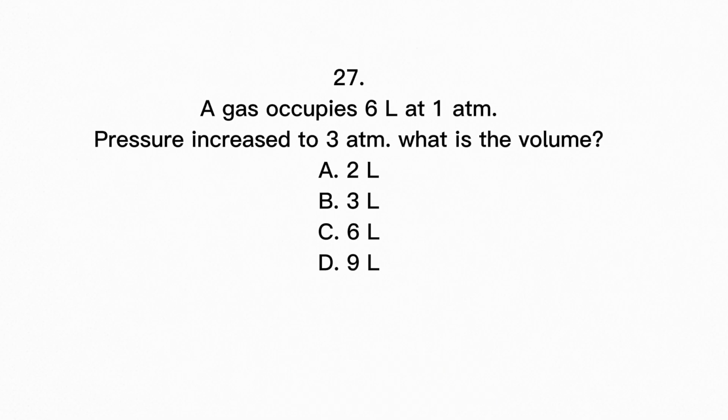So the formula to calculate this is P1V1 equals P2V2, where P1 is 1, V1 is 6, P2 is 3, and V2 is the unknown. Now we make V2 the subject of the formula. V2 equals P1 times V1 divided by P2, equals 1 times 6 all over 3. 1 times 6 is 6, all over 3. If you divide 6 by 3, it gives you 2. So our answer is A.